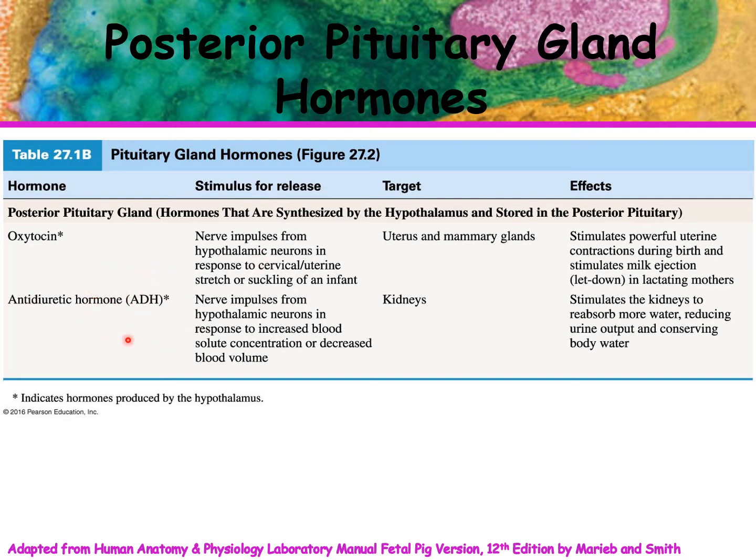Antidiuretic hormone is produced by the supraoptic nucleus of the hypothalamus, and it works directly on the kidneys. When it reaches the kidneys, it stimulates the kidneys to reabsorb more water, and in doing so, it decreases urine output. Again, nervous impulses from the hypothalamus trigger the release of antidiuretic hormone from the posterior pituitary.